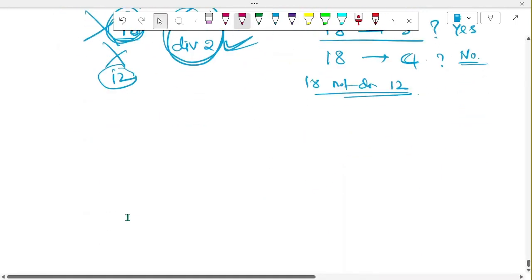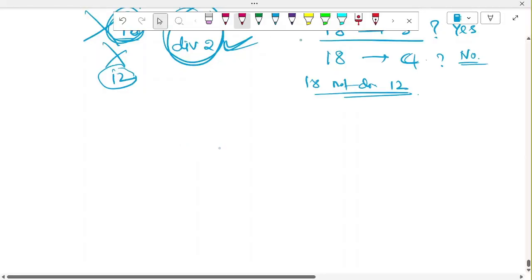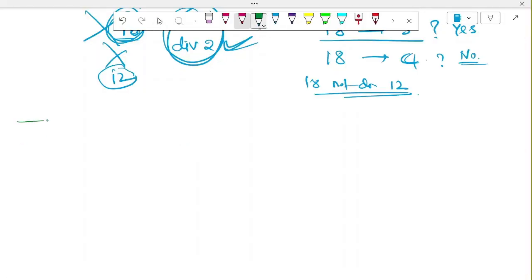I hope this concept is clear, how you will use the co-prime number concept to check divisibility. I cannot check divisibility by 12 using 6 and 2, but I can check the divisibility rule using two co-prime numbers. Now we'll go to the next concept. The next application is also very interesting.